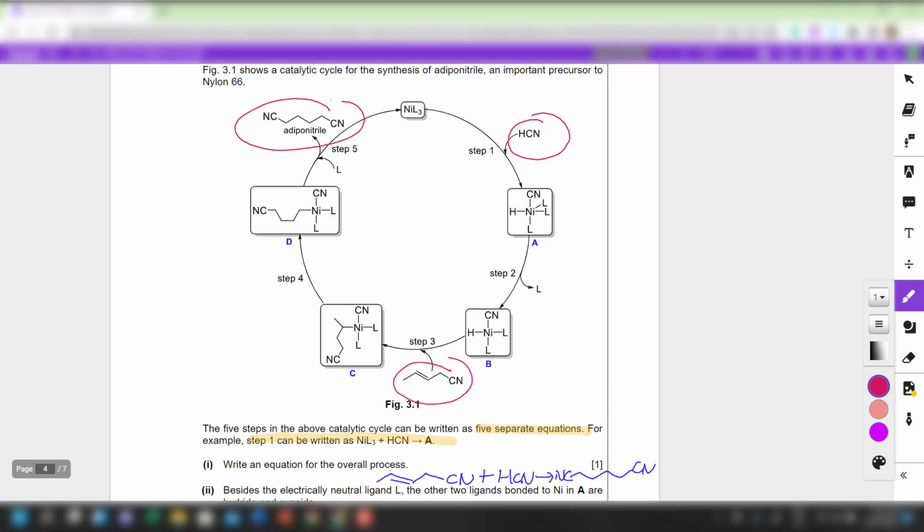Because whatever is produced in the cycle is being consumed in the next step. Agree? You see, A is produced in step 1, but A reacted away to give B. And then B reacted away to give C, and C rearranged to give D, and then D reacted away to give adiponitrile and NiL3. So if you can see that straight away, then the balanced equation can be written out quite easily.